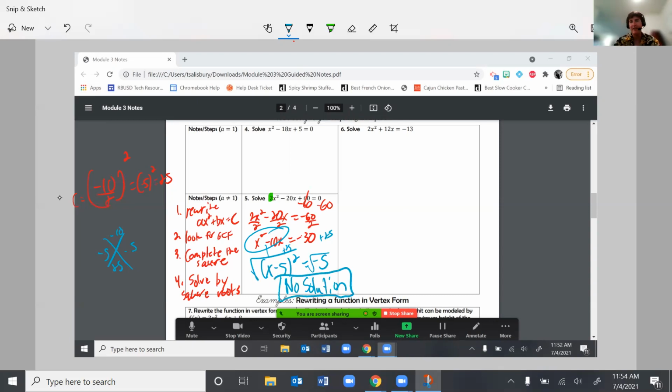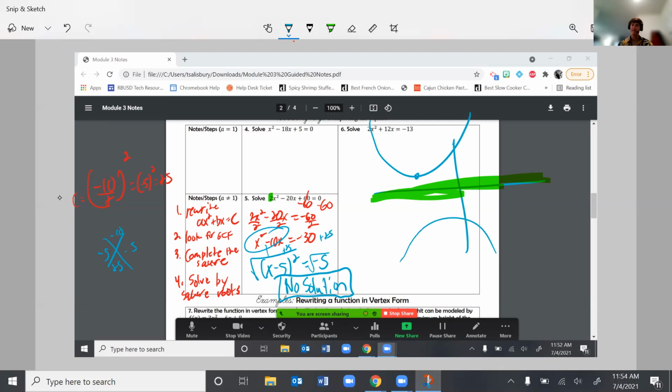What that would look like graphically is if we have our quadratic equation or quadratic function, the graph doesn't actually cross the x-axis. That's what's happening. So the graph is either above or maybe hovering below, like a negative like that. So it doesn't actually cross the x-axis. That's where we're getting these no solutions from.